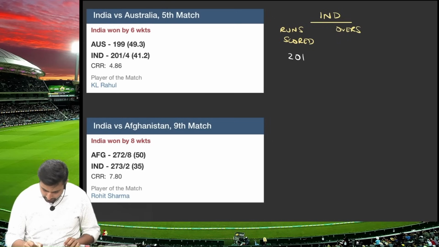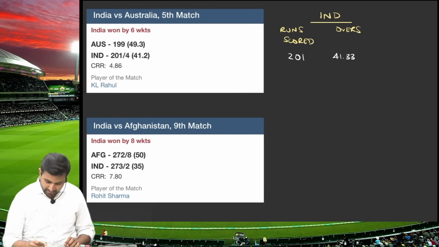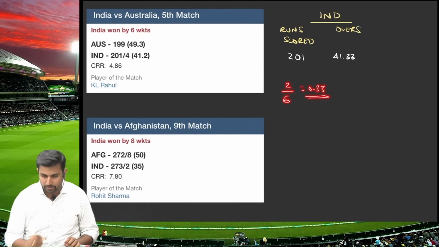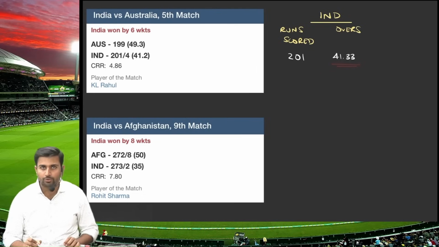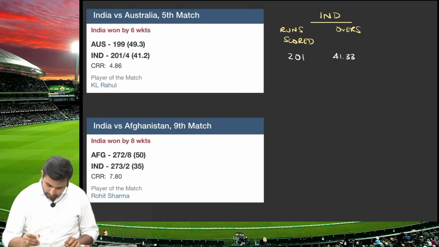It is 41.2 overs. Now 41.2 we will consider for mathematical calculation purposes as 41.33, because 2 balls in an over means 2 by 6. 2 by 6 is equivalent to 0.33 of an over. So 41.33 overs. So if we only talk about one match, these are the calculations.